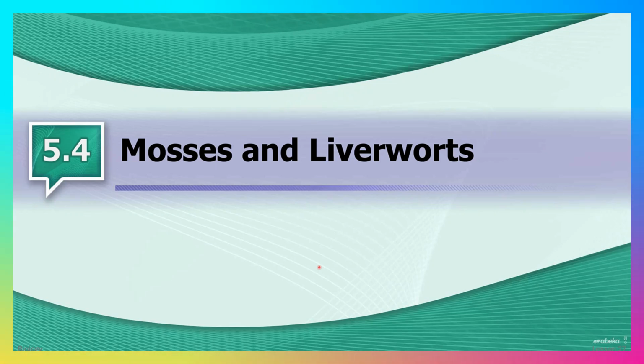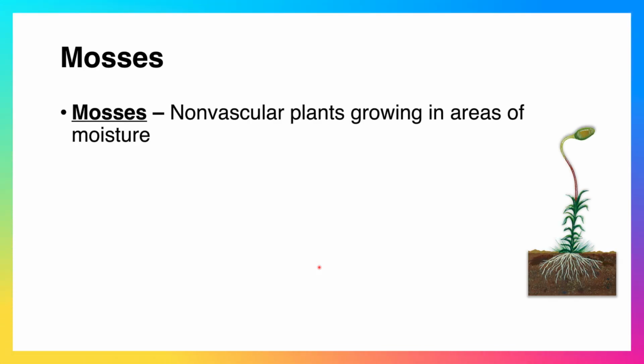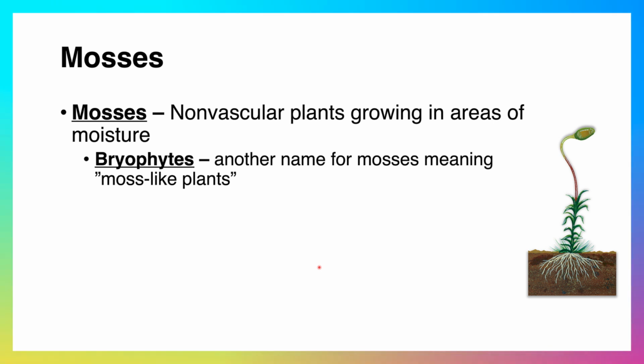We're going to start this week by picking up where we left off last week, and we're going to start talking about the non-vascular plants. Two major groups of non-vascular plants are liverworts and mosses. A moss is a non-vascular plant that grows in areas of significant moisture. A bryophyte is another name for a moss that means moss-like plants.